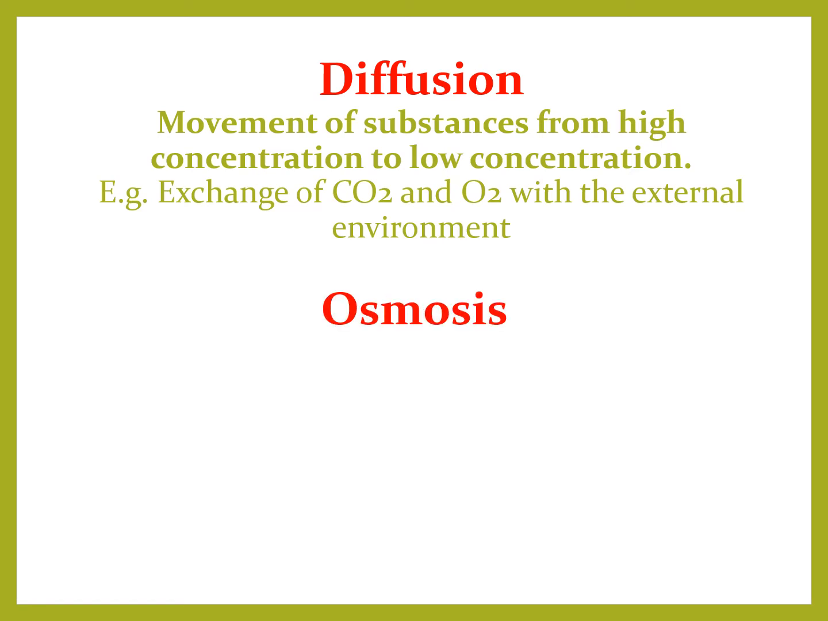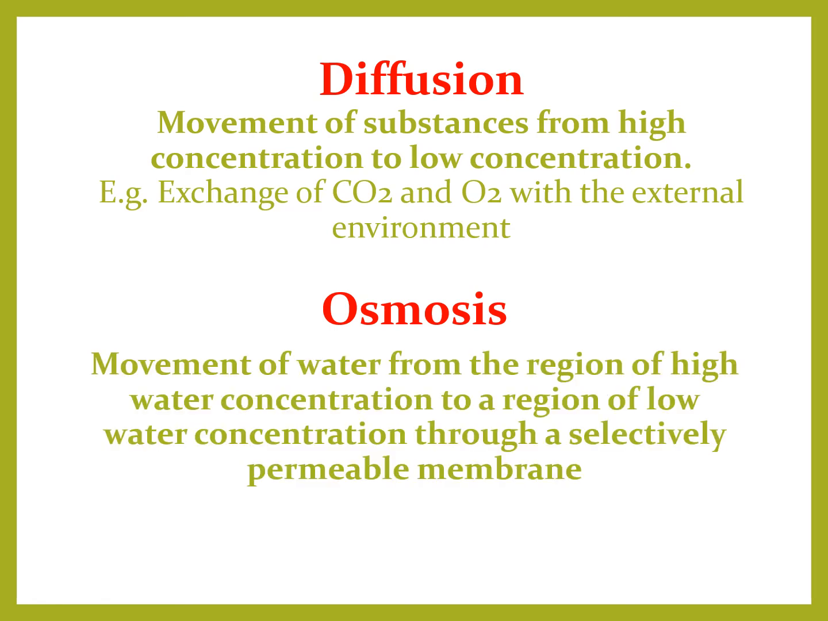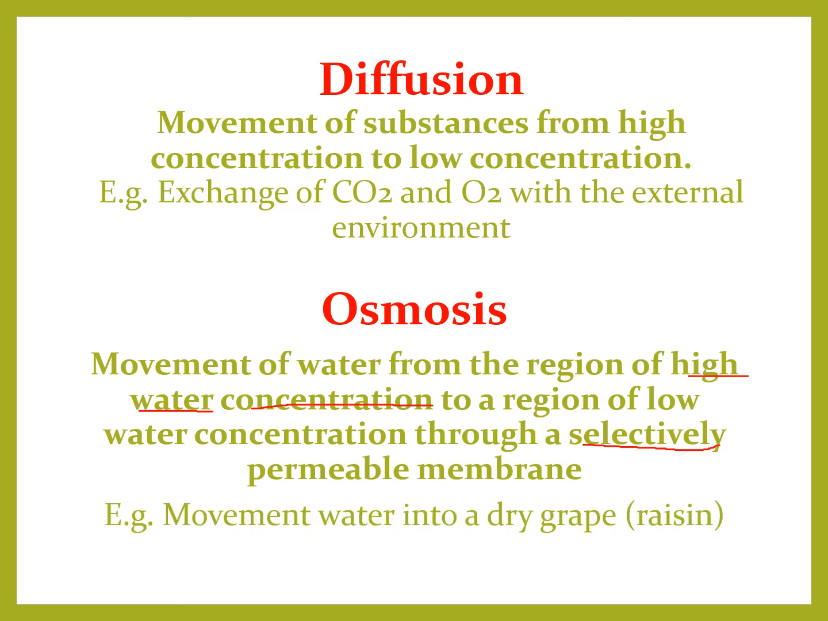Osmosis. Now I have put a very simplified definition to understand what is osmosis. Do not go and see some complicated definitions and explanations. Please stick to this. Movement of water from a region of high water concentration to a region of low water concentration through a selectively permeable membrane is called osmosis. Remember, here I am mentioning water concentration.